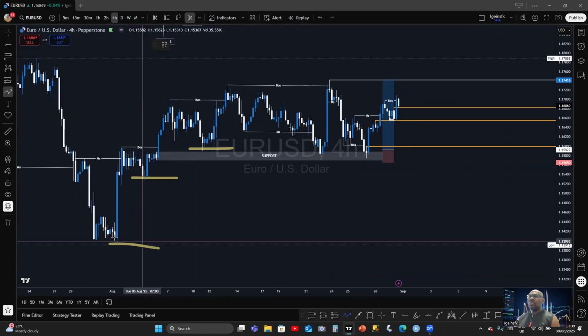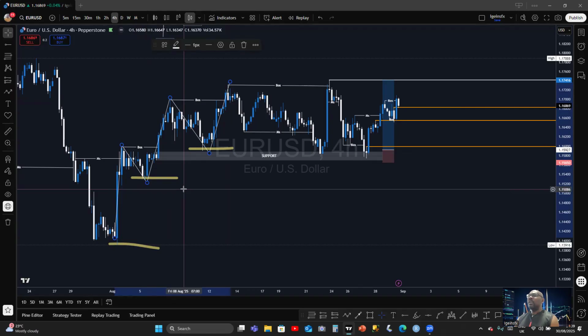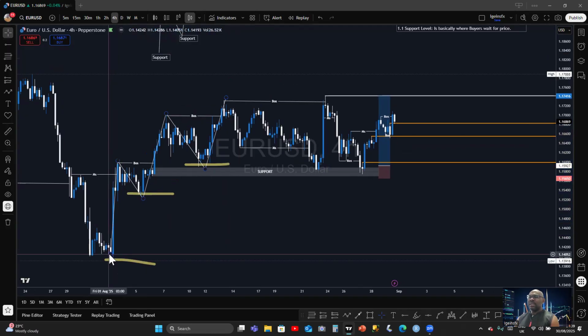Because price took off from here, created a high, pulled back, created a low, pushed to the upside, created a new high, pulled back, created a new high. You see, this is it. You can now see this is a support level, this is a support level, this is a support level.